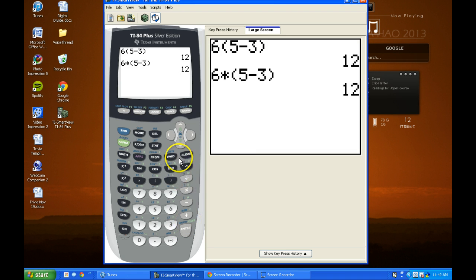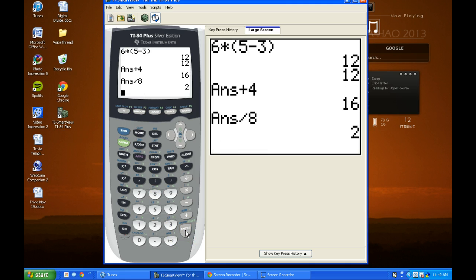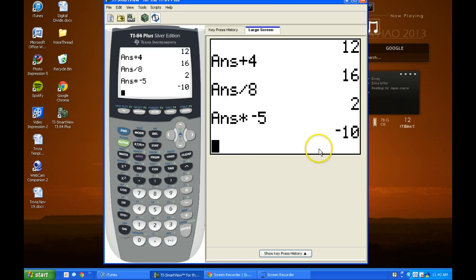If I need to do a series of calculations, in other words, I get this answer and then I need to add 4 to the answer, I can hit Enter and I can hit +4 and it will do the previous answer plus my new addition. If I need to divide this by 8, it will take my answer and divide it by 8. If I need to multiply it times -5, I can come down here and choose the negative symbol and hit Enter, and my answer will come out negative.